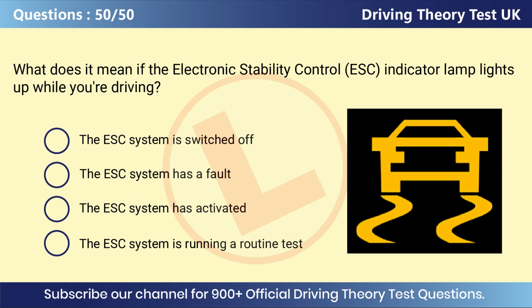Question 50. What does it mean if the electronic stability control, ESC, indicator lamp lights up while you're driving? A. The ESC system is switched off. B. The ESC system has a fault. C. The ESC system has activated. D. The ESC system is running a routine test.